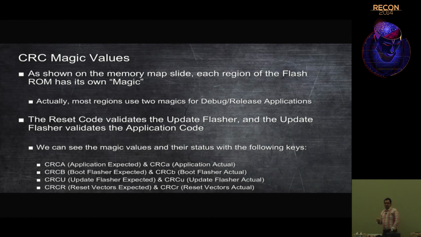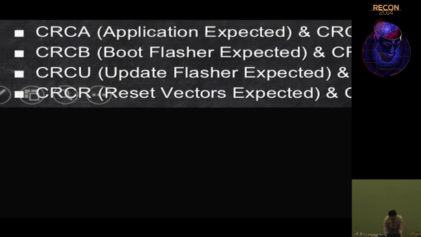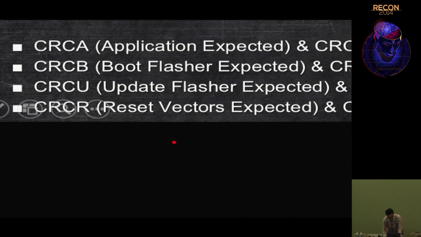Well, as we saw in the memory map slide, every region of the code, the reset vectors, the boot flasher, the update flasher, and the app flasher, all have these magic values. And when you read the ROM code, you'll see the magic values are computed, checked, and exposed to these keys. So there's these 4 keys that exist in the code: CRC-A, CRC-B, CRC-U, CRC-R. And A is the expected checksum it wants to see for the app code. B is the checksum it wants to see for the boot code. U is the checksum it wants to see for the update code. And R is the checksum it wants to see for the reset code.